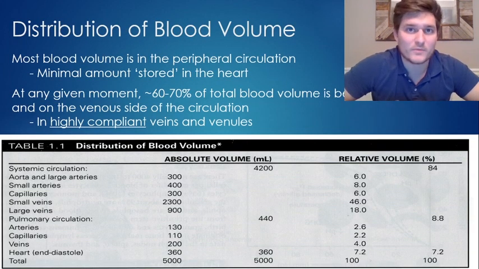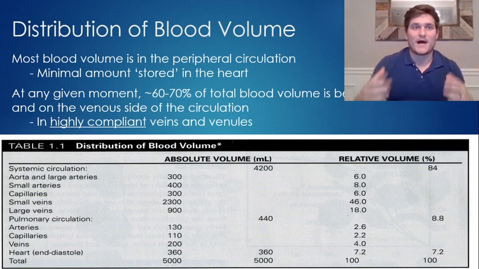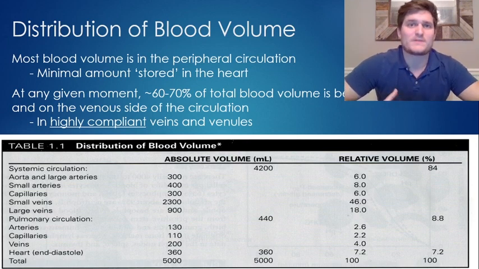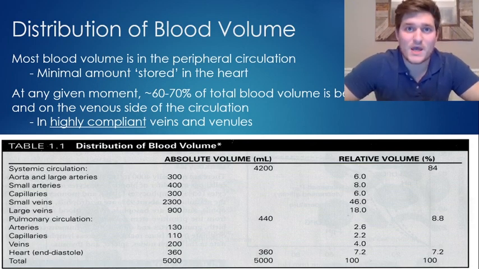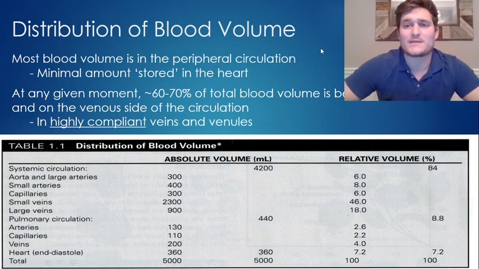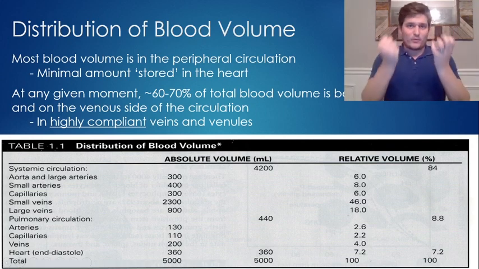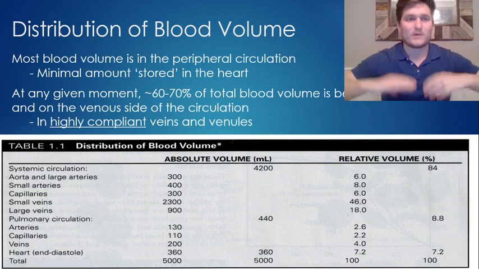Most of the blood volume is stored within the peripheral circulation, meaning the blood vessels of the body. There's only around 7% of blood that is stored in the heart at rest. And so at most times, 60 to 70% of our total blood volume is located within the venous circulation. So 2/3 of our blood volume at rest is within this venous side. And most of that is going to be located below the heart. And the reason for that is because gravity pulls down that blood towards the lower vessels.